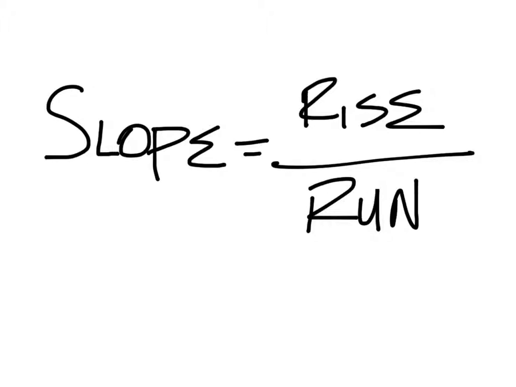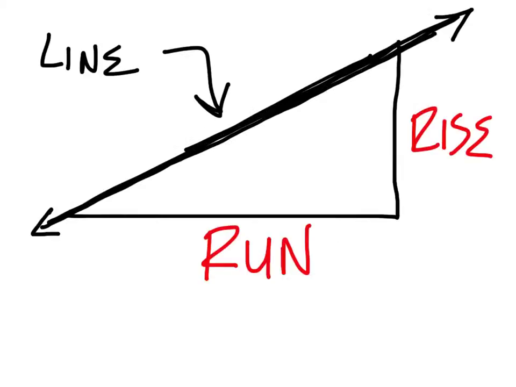Example 2. Here's a quick review of slope. I know you've had slope in junior high, but this is a quick review in case you forgot anything. Slope is rise over run. The rise is the y-axis part, and the run is the x-axis part. So here's a quick line that I drew, and the run is from left to right. The rise is up and down, how tall it is.